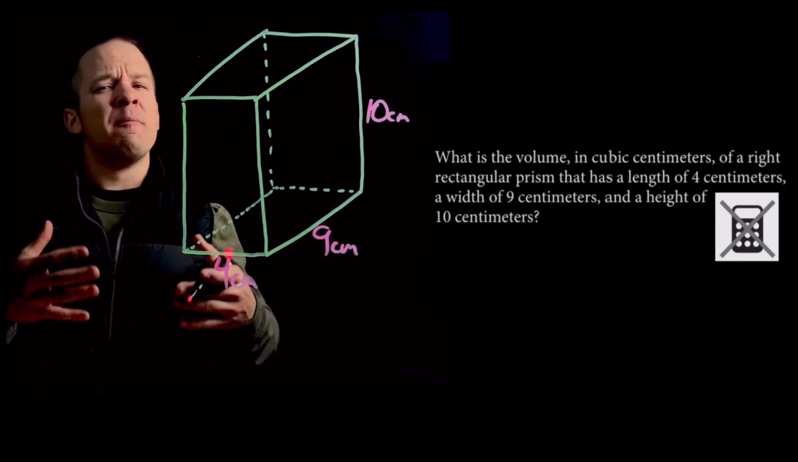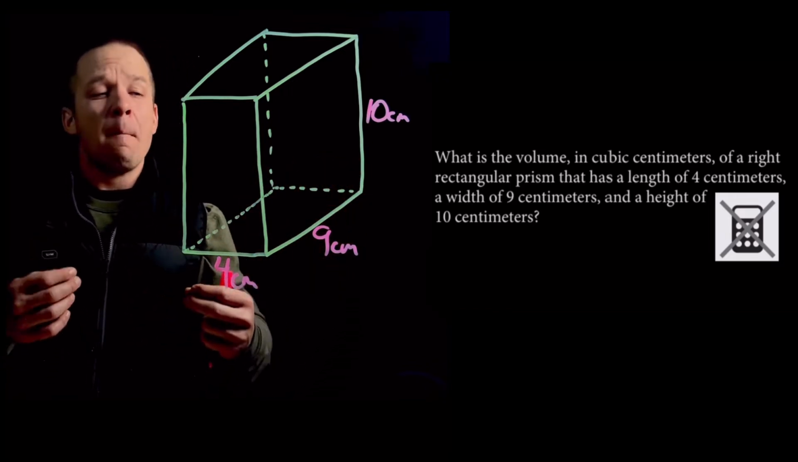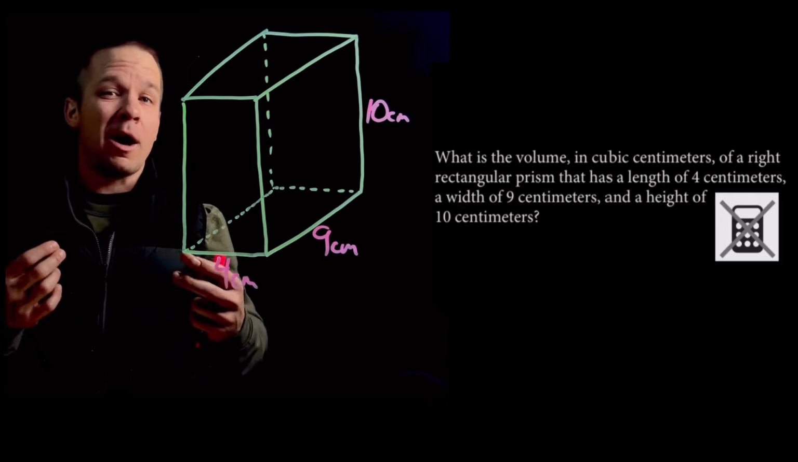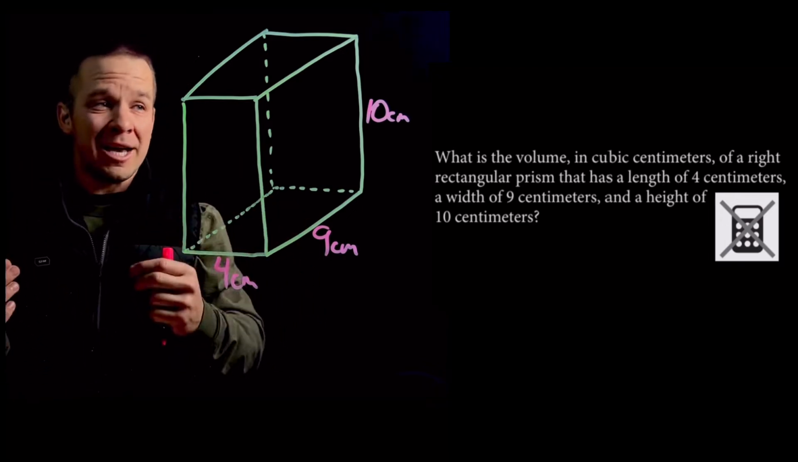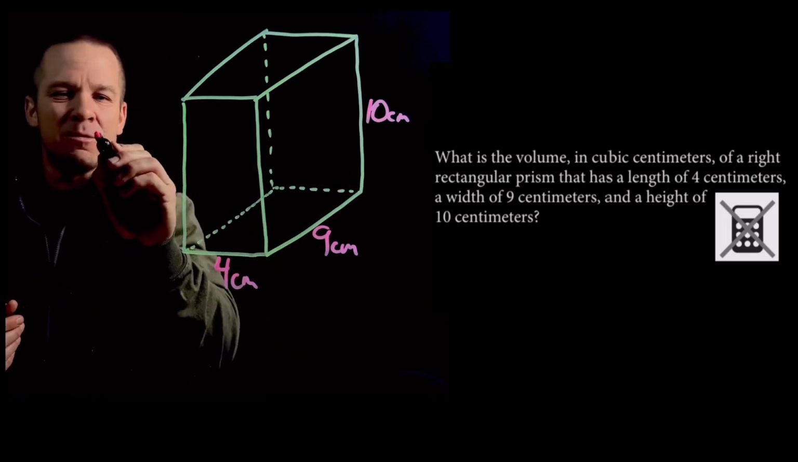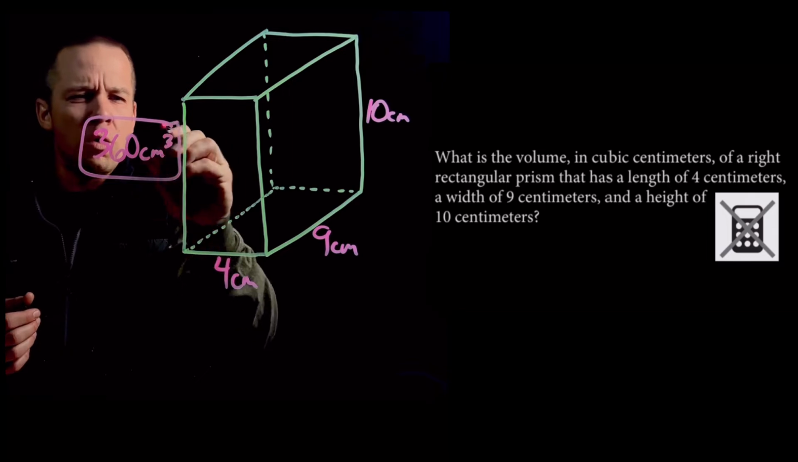So how do I find the volume of my right rectangular prism? I'm just going to multiply my length, my width, and my height together. But since it's non-calc, you want to be strategic about which two numbers you multiply first. I'm going to take that 4 and that 9, which gives me 36, and it's real easy to multiply by 10. That gives me 360 centimeters cubed, since this is volume. Woo, that's dope.